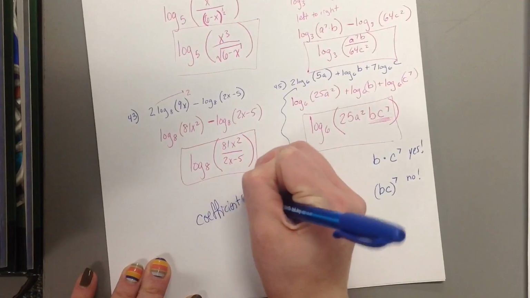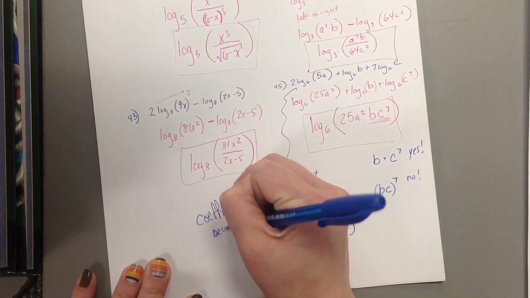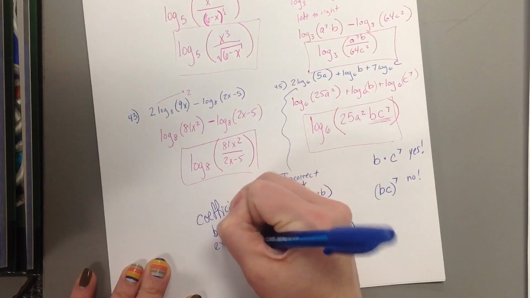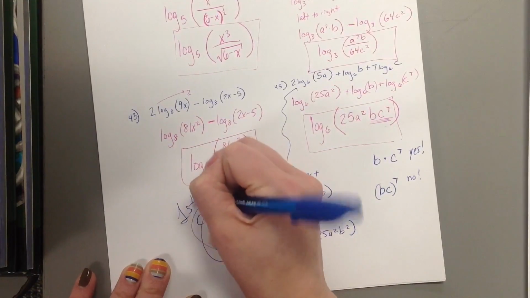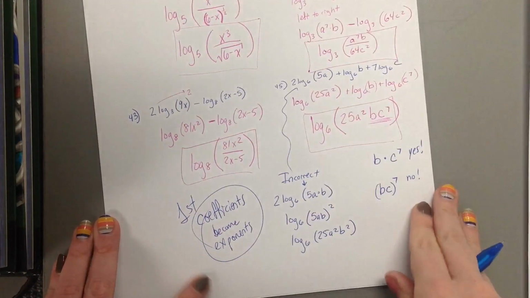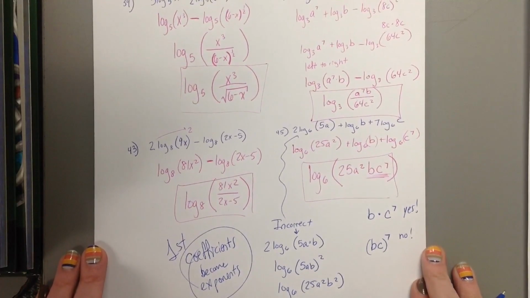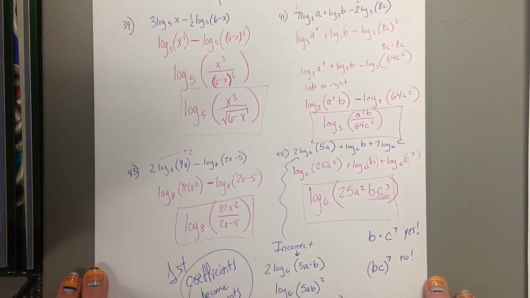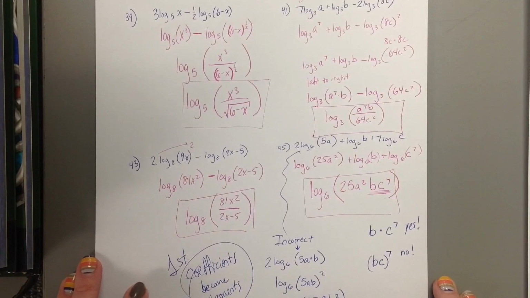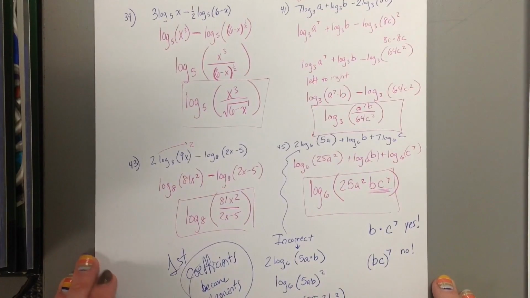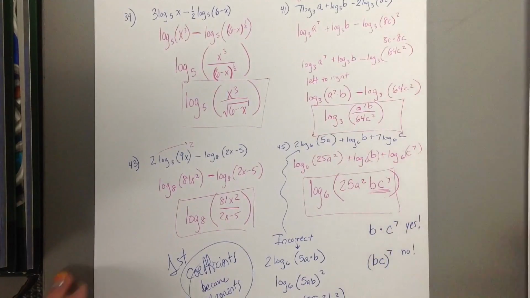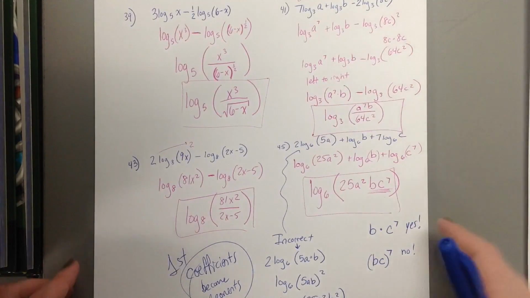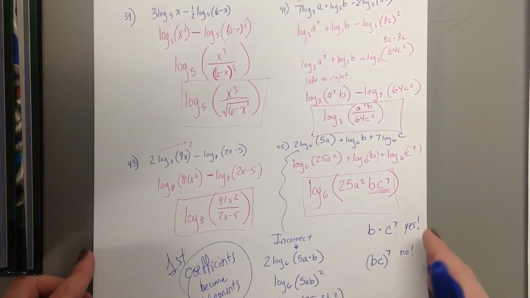Coefficients become exponents first. That's always your first thing to do. So those are your homework problems. So take a look at those. If you have questions, feel free to email me. The next video is going to be a quiz on condensing, like we did here, and also evaluating and expanding, like we did in the last couple videos. So stay tuned for that.